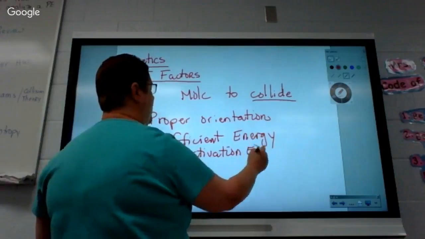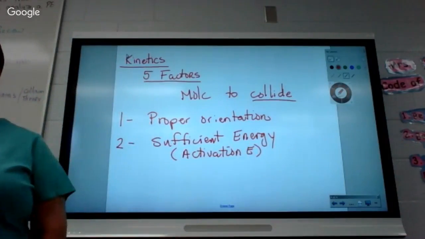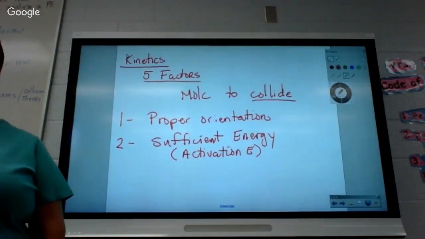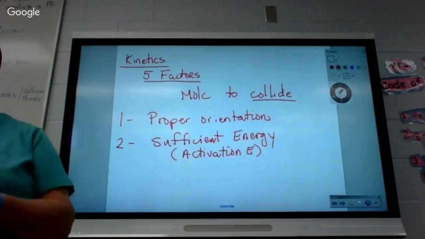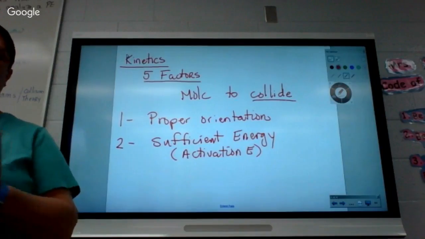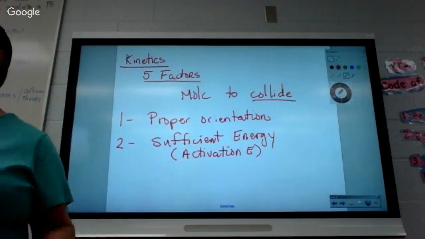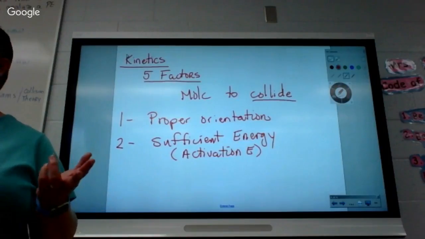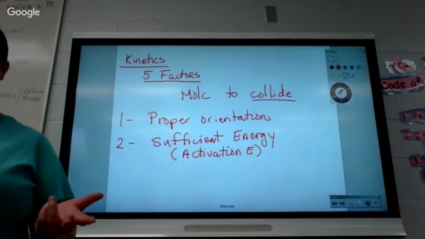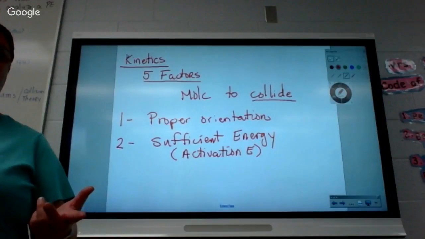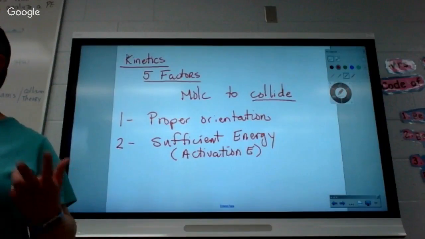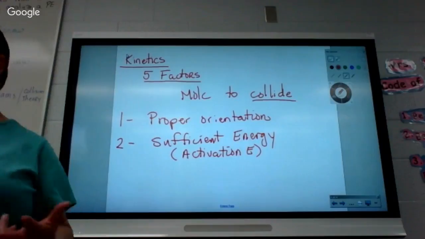Okay, activation energy. So we need molecules to collide. The more collisions they have, the better chance they have of having the right orientation and having enough energy. So we want them to collide a whole lot, because out of 1 million collisions, they might only have 1,000 that are successful. That's not many collisions that are successful when you talk about bumping into somebody 1 million times and you only have 1,000 successful collisions. So you want them to collide as often as possible.